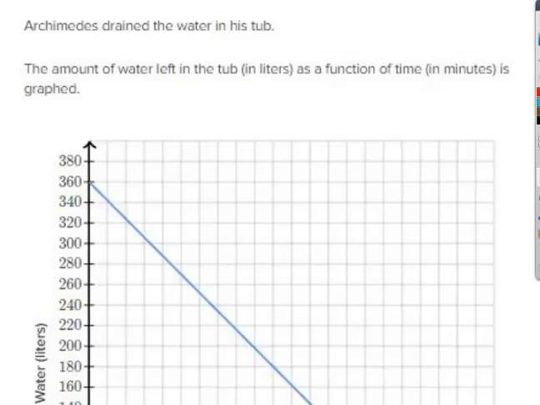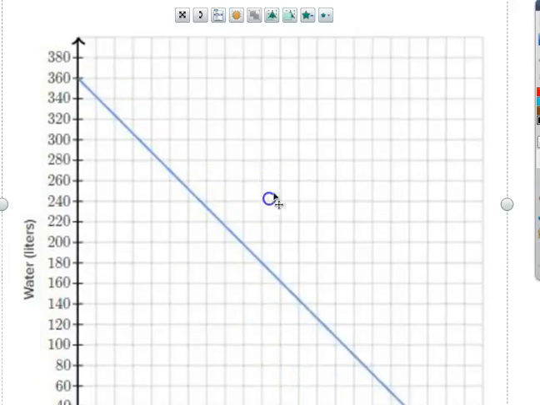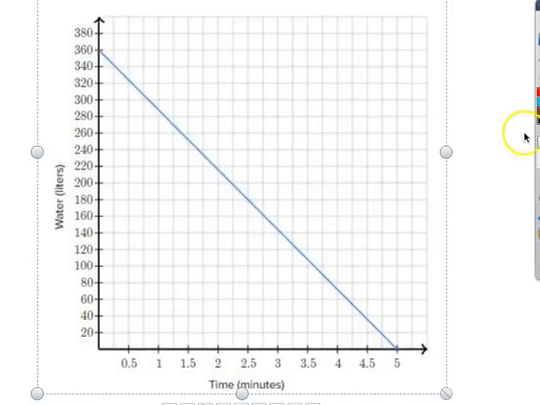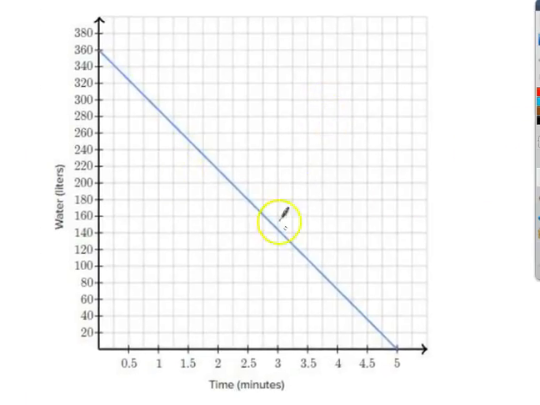Archimedes drained the water in his tub, which makes sense because this line has a negative slope. The amount of water left in the tub is shown in this graph. It's going to ask us for a couple of intercepts, and then it's going to ask us for the slope. The time it took to completely drain: it started off totally full here and started draining out water until the water was left at 0.